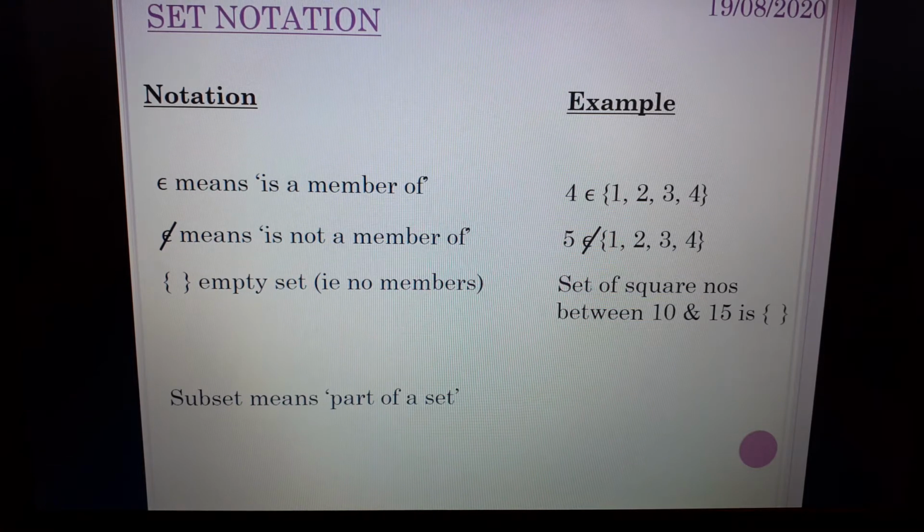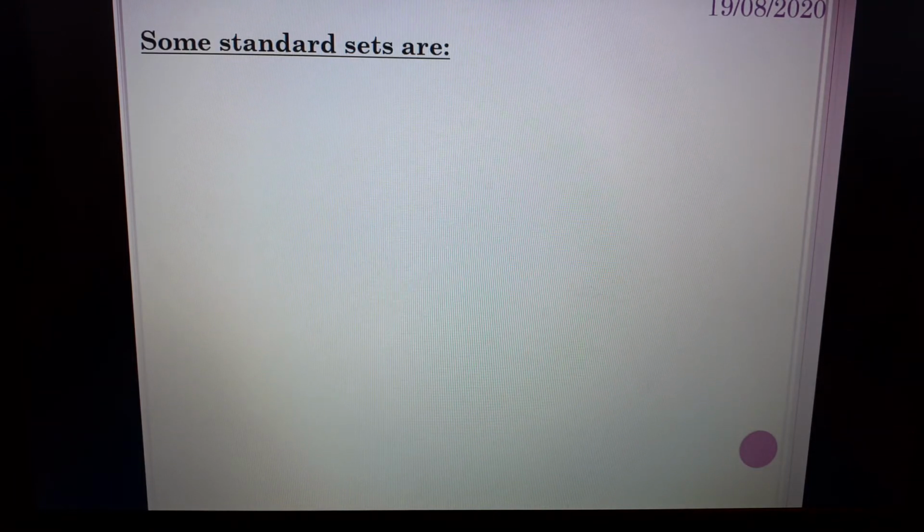Okay. A subset means that it's part of a set. So we have a subset here, 2, 4, 6, which is a subset of the larger set 1, 2, 3, 4, 5, 6. It's a smaller set, part of a big set. Okay. Some standard sets that you need to be familiar with. These are set notations that come up in some questions that you have to be aware of.